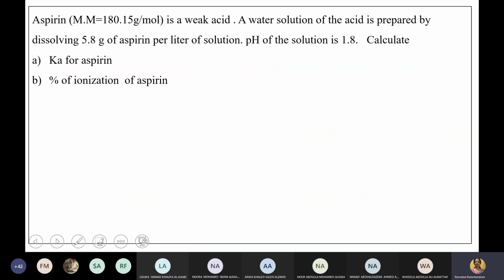Next question. What is written here? Aspirin is a weak acid. A water solution of the acid is prepared by dissolving 5.8 gram of the acid per liter of the solution. pH is given. Calculate Ka and find percentage ionization. So tell me, what is the first step?